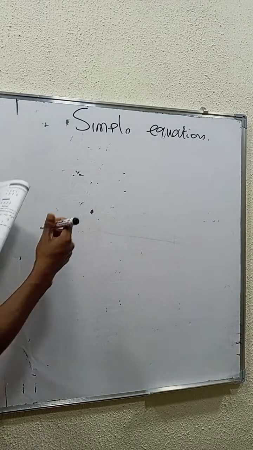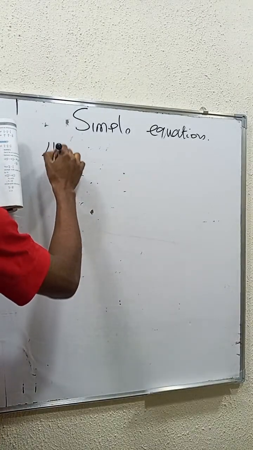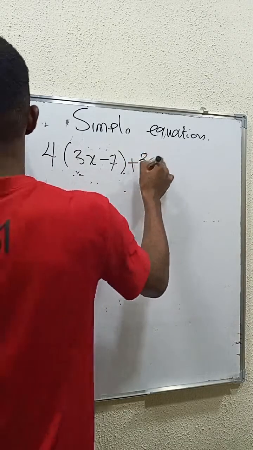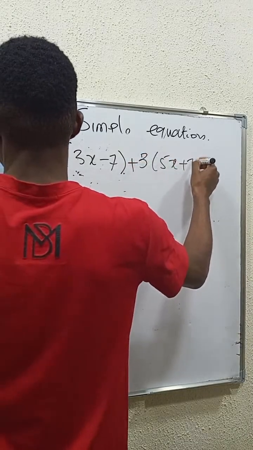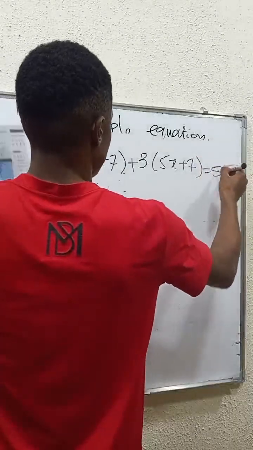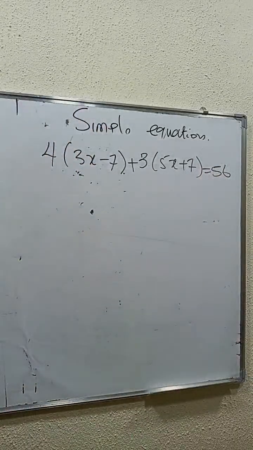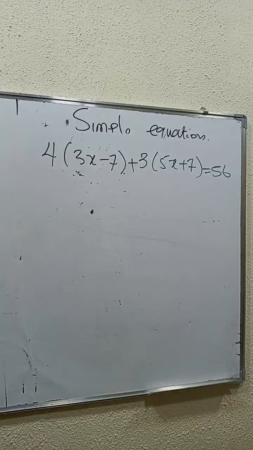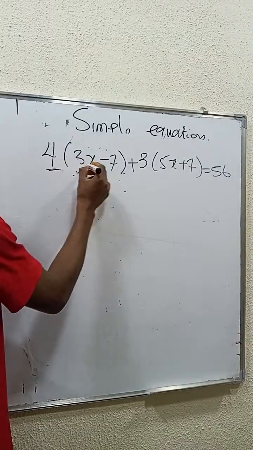The next problem on our list is 4 into 3x minus 7 plus 3 into 5x plus 7 is equals to 56. Here we'll try to find the value of x. So first thing we have to do to find the value of x is just to open up the bracket. So what do? 4 times 3x is what?